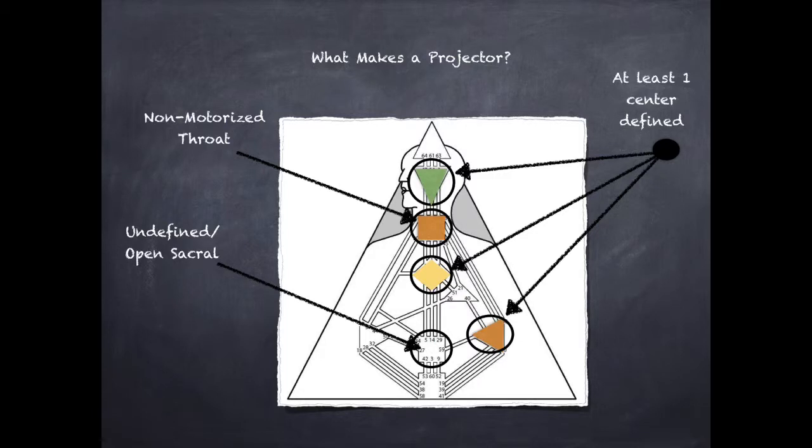There are other ways to define the throat, and they don't necessarily have anything to do with a motor. The throat center can be connected and defined when the channels from the identity center, the ajna, also the spleen, are complete. Complete channels to all these centers would give a defined throat, but it wouldn't give a defined motorized throat. And what's the difference between a defined throat and an undefined throat?